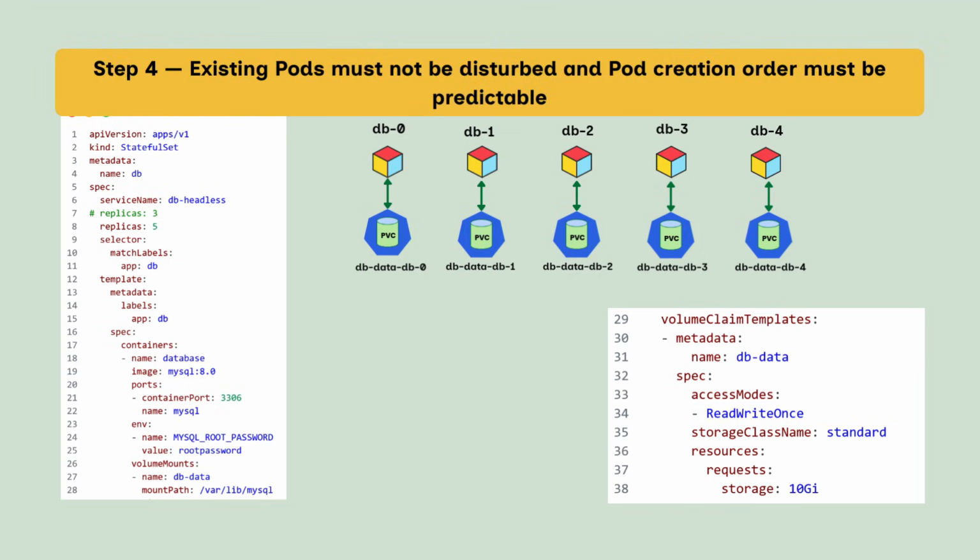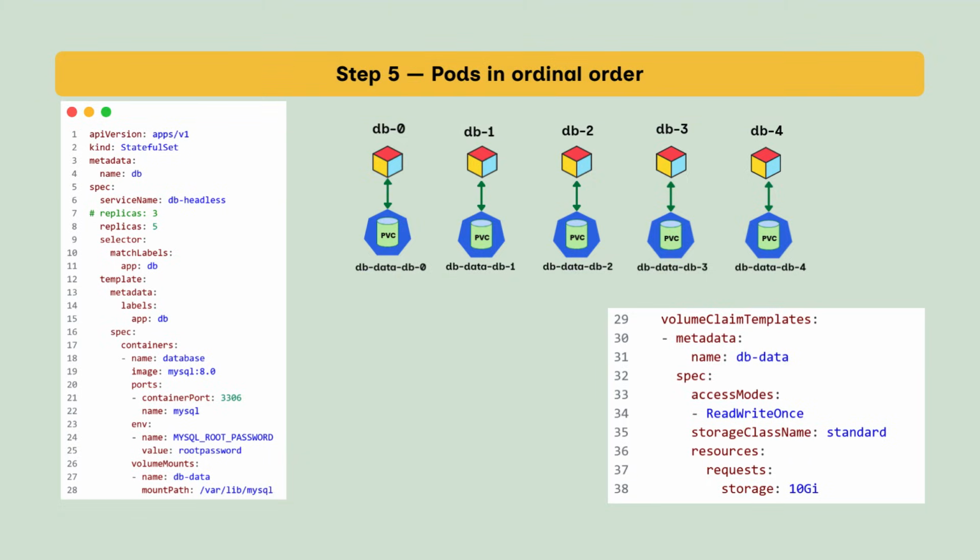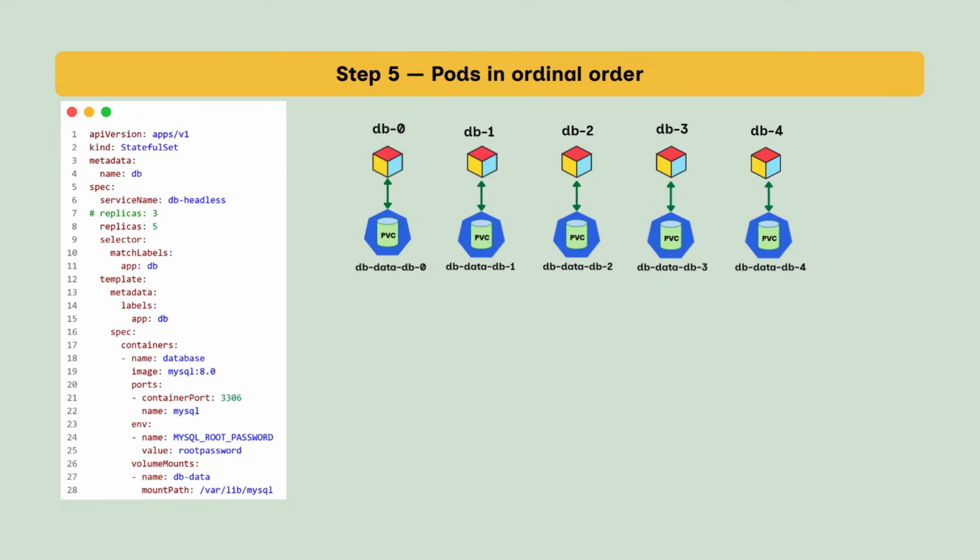Remember, existing pods must not be disturbed and pod creation order must be predictable. But as stateful set scaling does not restart or recreate existing pods, we are good here. And it also creates pods in ordinal order. When scaling from 3 to 5, Kubernetes creates db3, waits until db3 is ready, then creates db4, and this ordered creation is automatic with stateful set.